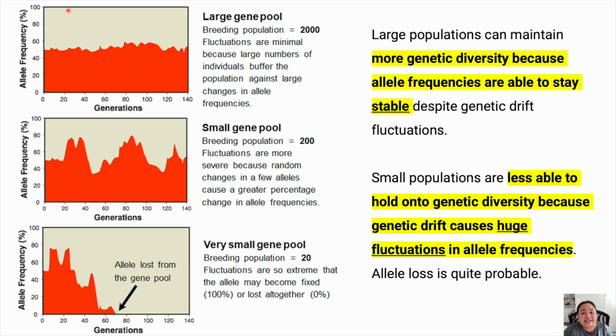These graphs clearly show how larger populations can maintain more genetic diversity because allele frequencies are able to stay stable despite small genetic drift fluctuations. It clearly shows how very small populations are less able to hold onto that genetic diversity because genetic drift causes huge fluctuations in allele frequencies, and that allele loss is quite probable.